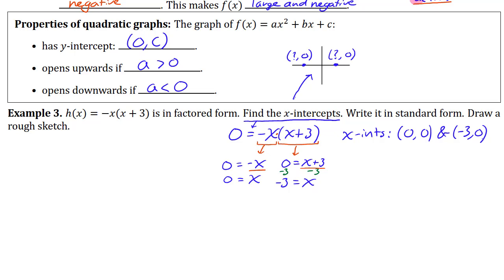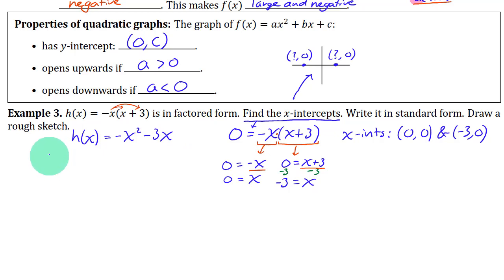So to get this in standard form, we don't want it in factored form. We want to distribute the negative x in here. So that's going to make this look like h of x equals, we're going to have negative x times x is negative x squared. Negative x times 3 is negative 3x. And this is basically in standard form.